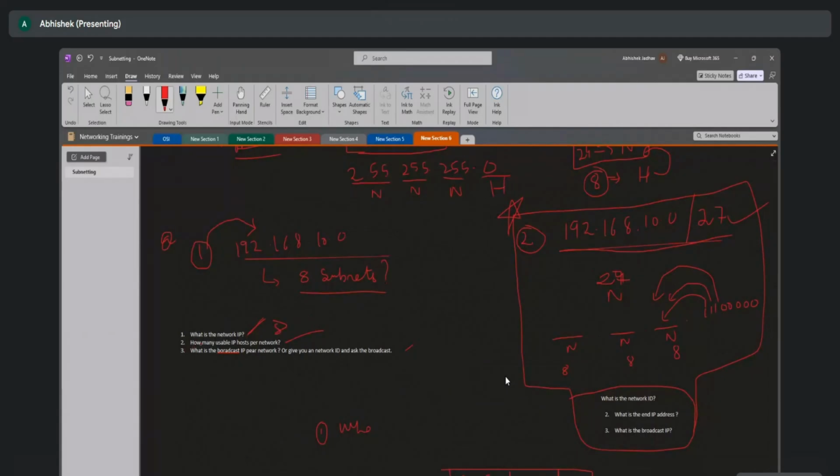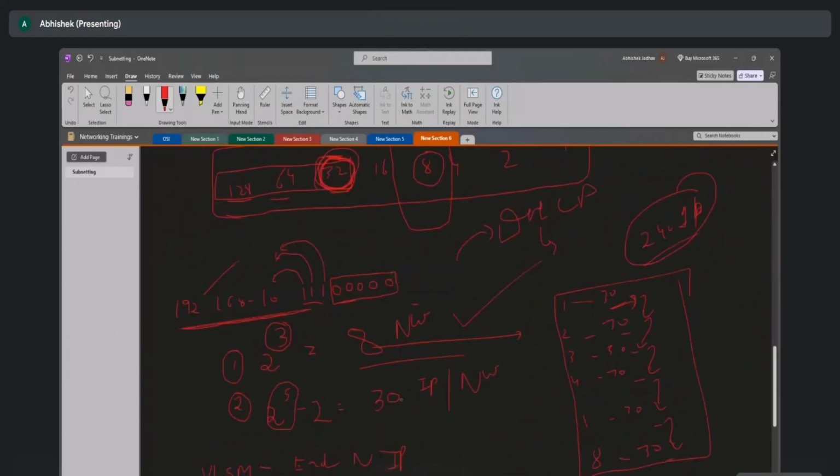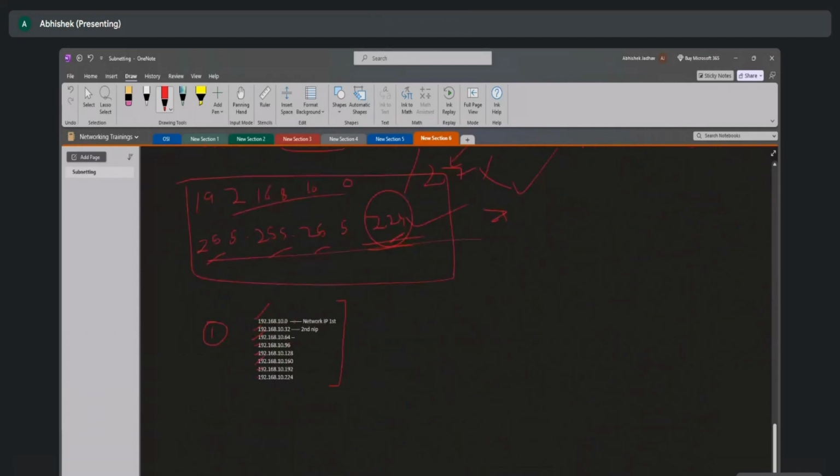Good. Now, how many usable IP hosts per network are there? According to your calculation, you have the answer here as 30. What are those usable IP hosts? They may ask you anything. They can tell you that for this particular network, give me the usable IP hosts. Let us take a very simple IP here in order to understand things. 192.168.10.0 is your network, right? So that's the network IP.